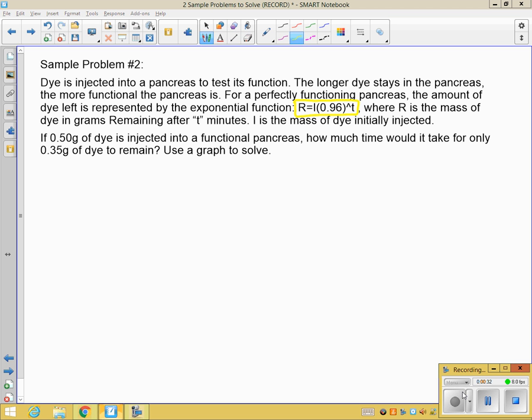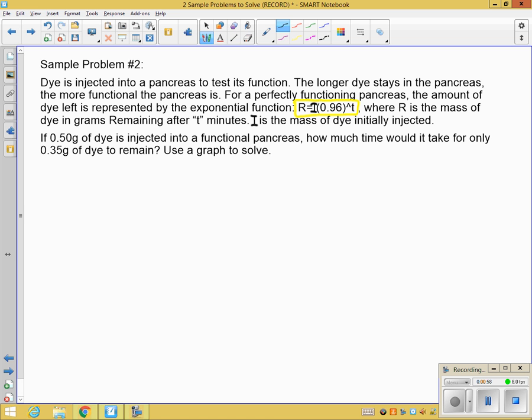R equals I, it's not a 1 or an L, it's a capital I. R equals I times 0.96 to the power of T. R is the mass of dye in grams that is remaining after T minutes. I is the mass of dye that's initially injected.